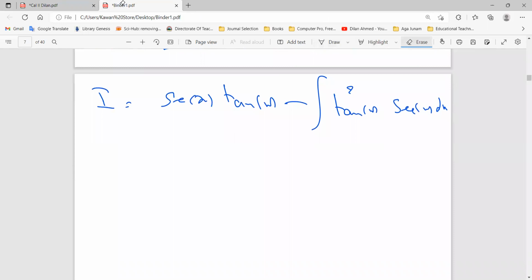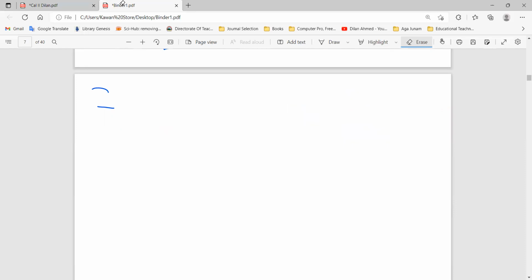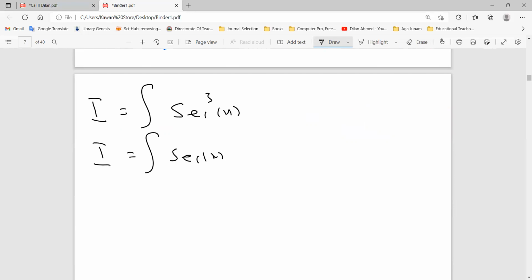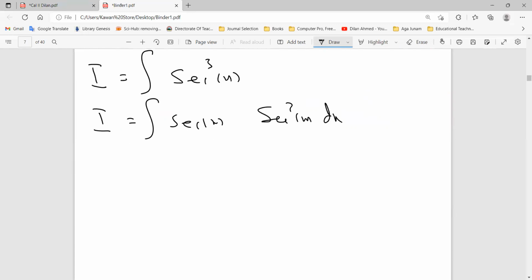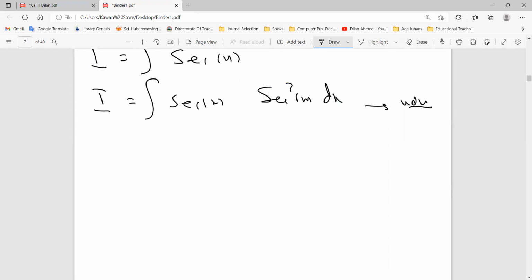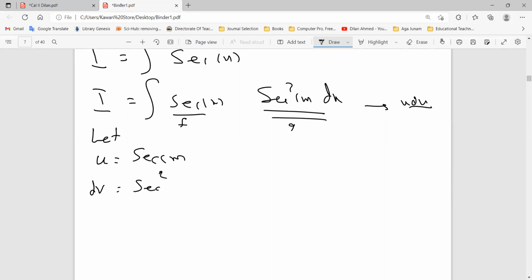Now I'm going to repeat everything, okay? Forget about that. We say that I is equal to the integral of secant cubed of x. I cannot solve that one directly, so I change it to secant of x times secant squared of x dx. Understood? Now I solve that one by parts, by the u dv method of 8.2. So I say let u be secant of x. How about dv? dv is the second part, secant squared dx.